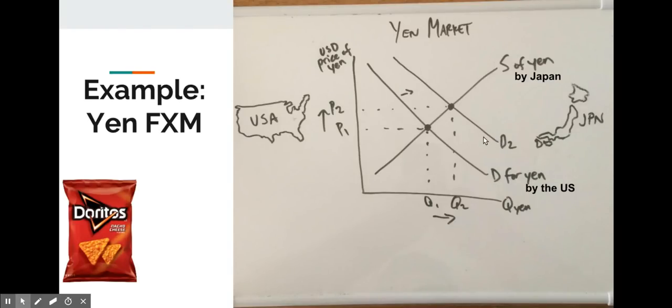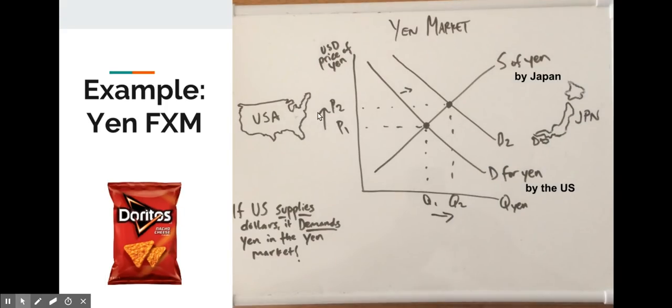So if we shift the demand for yen to the right, we see that the dollar price of the yen increased. That means the yen appreciated. The yen is more valuable now than it was before because the US supplied dollars to the dollar market and expected yen in return. So supply of dollars increased, which means the demand for yen increased because the US wanted to do business in Japan.